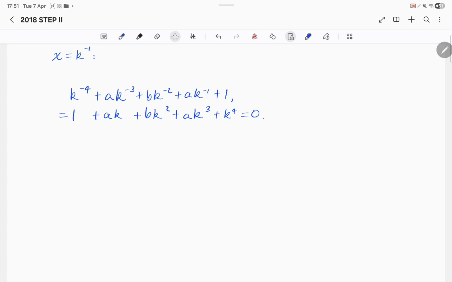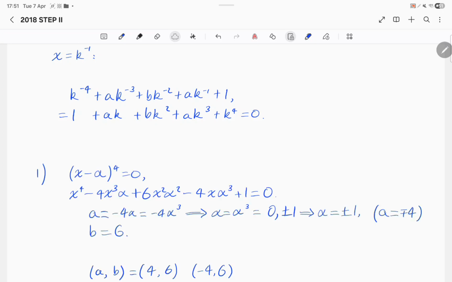Now we'll move on to part 1. Firstly, we'll start with our root being alpha. We therefore have (x - alpha)^4 = 0, and expanding out, we have x^4 - 4x^3 alpha + 6x^2 alpha^2 - 4x alpha^3 + 1 = 0. We can now compare and equate coefficients, namely -4 alpha must be equal to -4 alpha^3, and therefore alpha = alpha^3, and therefore they are equal to 0 and plus or minus 1, meaning that alpha must be equal to plus or minus 1.